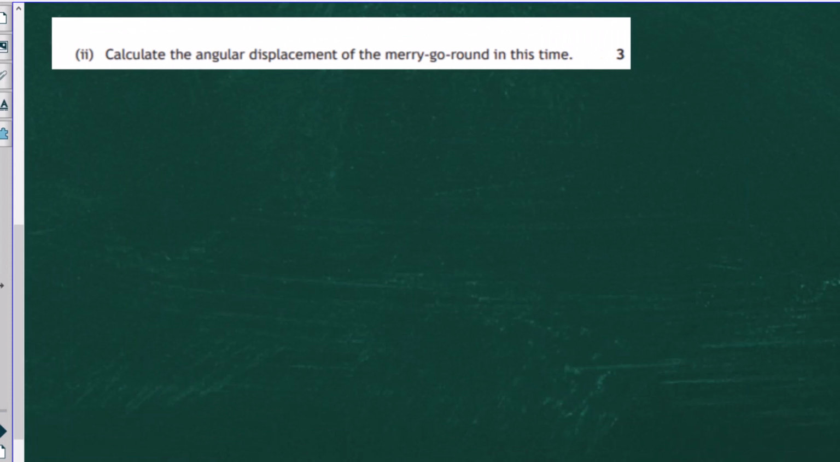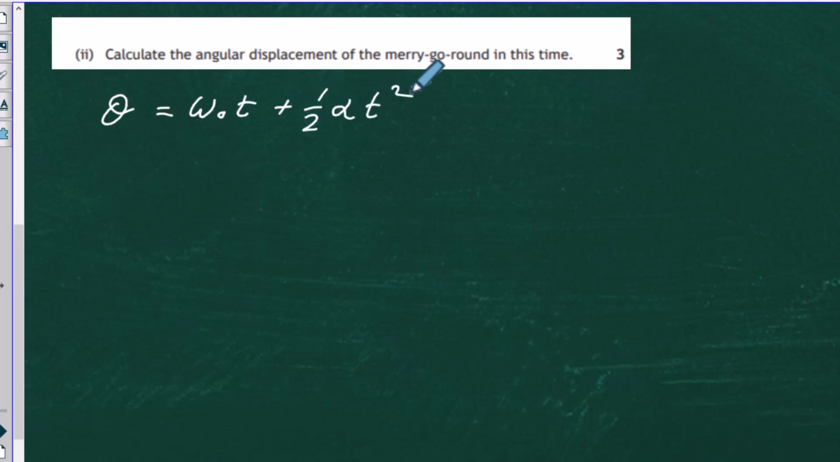Part 2: calculate the angular displacement of the merry-go-round in this particular time, for 3 marks. If you look at the relationship sheet, the angular displacement theta is equal to omega naught t, the initial angular velocity times t, plus 1/2 alpha t squared. Once again, that's very similar to the displacement equation s equals ut plus 1/2 at squared for linear kinematics. So let's see what we've got in our little data bank.